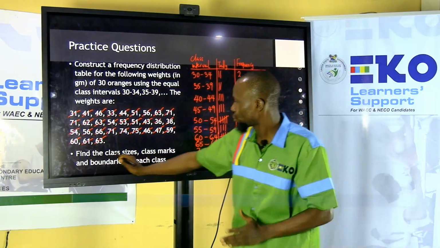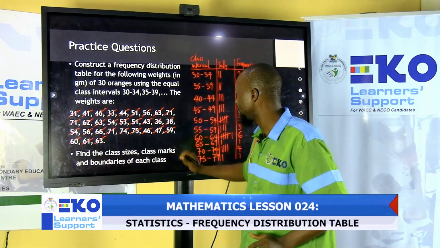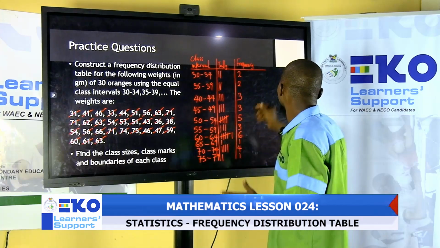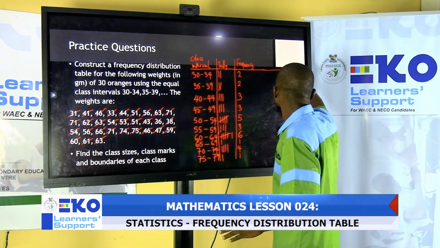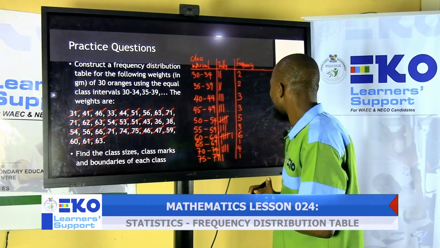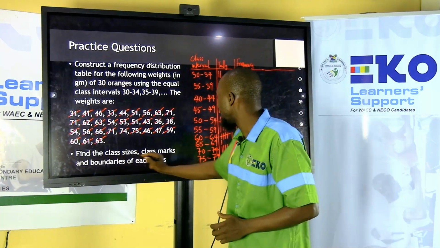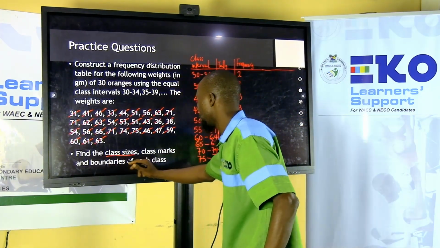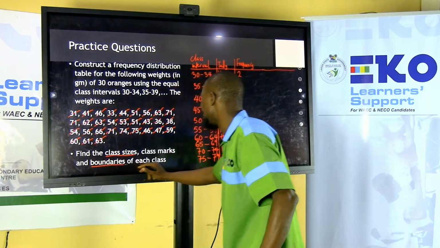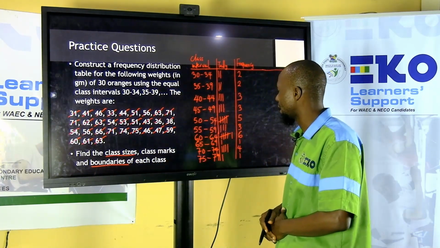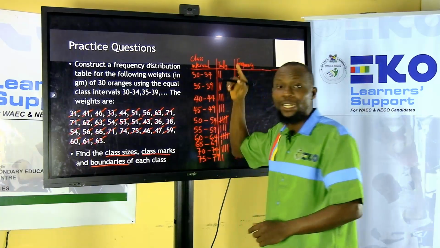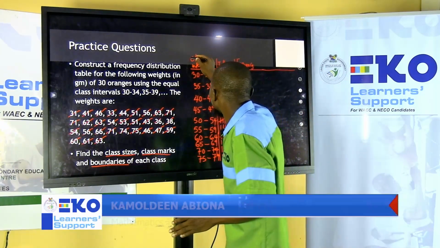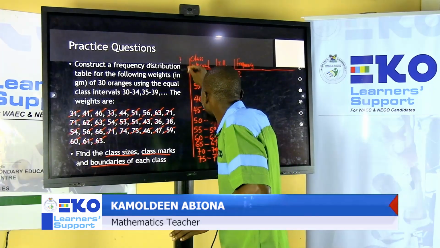Okay, so now go to the next question, which is find the class sizes, the class mark, and the class boundary. So for the class size, before you can get the class size, you have to get the class boundary. It's from the class boundary that you get that. Then for the class mark, I told you the other time, class mark means the representative value. So let me use this space here for the class mark.